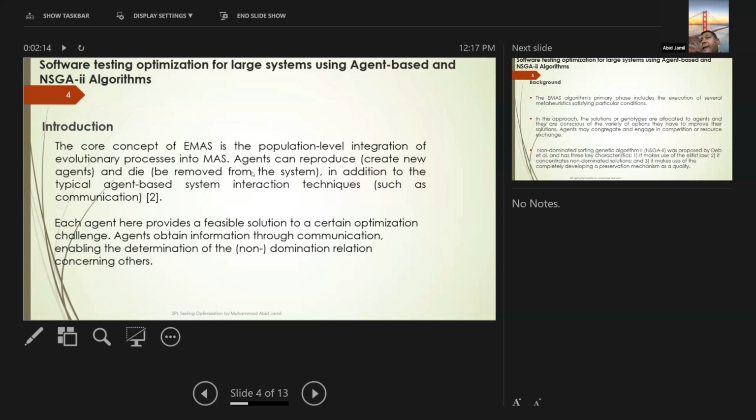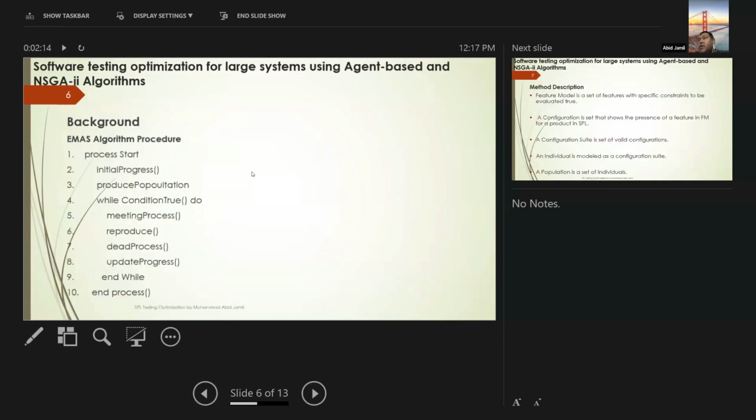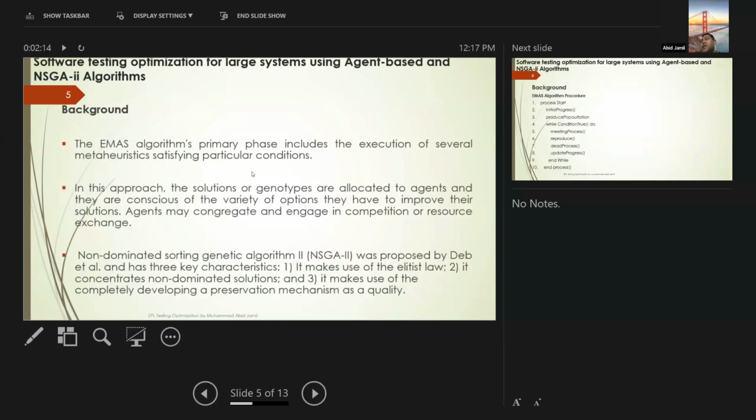For example, in our research problem, we are going to optimize the test cases and the time, sorry, cost. On the other hand, we are using another algorithm. If we go to slide number 5, here I discuss a little bit the state of the art and the working methodology of these two algorithms.